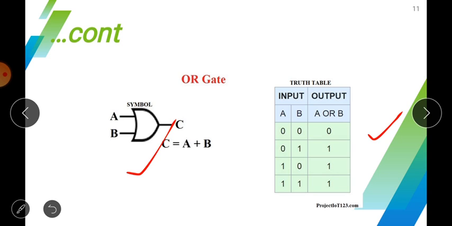Moving forward, when A is false and B is true, the output is true. Next, when A is true and B is false, the output is also true. And when both the inputs are true, then the output is also true. So there is only one condition in which the output is false: when both of the inputs, or if there are more than two inputs, then all of the inputs are false, then the output is false.